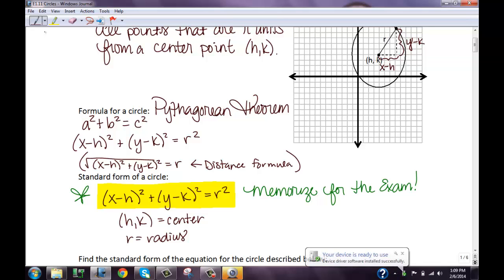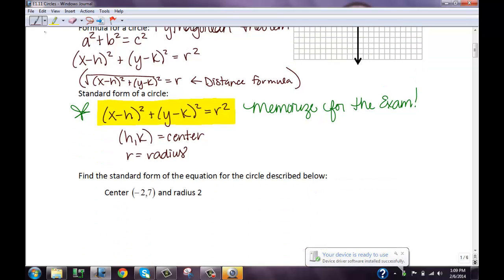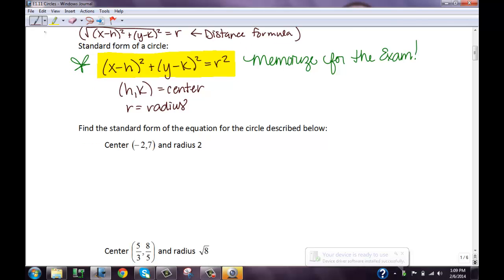Okay, so let's go ahead and move down and look at our first example. Here it just says find the standard form of the equation for the circle described below. So anytime it asks me for the standard form of the equation, I'm going to go ahead and just write what it is, because the more we write it, hopefully the easier we can remember it. Okay, so here's my standard form of a circle. Now this is my center, so I know this is H and this is K, and my radius they tell me is 2, so that's my R.